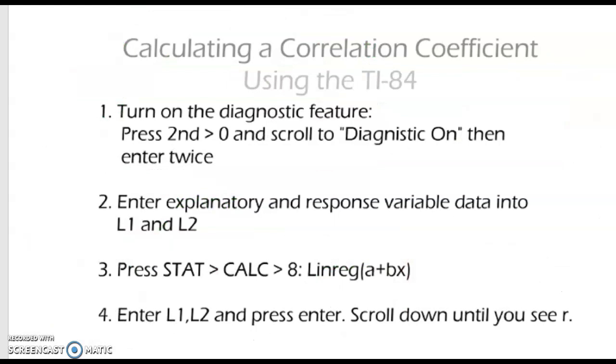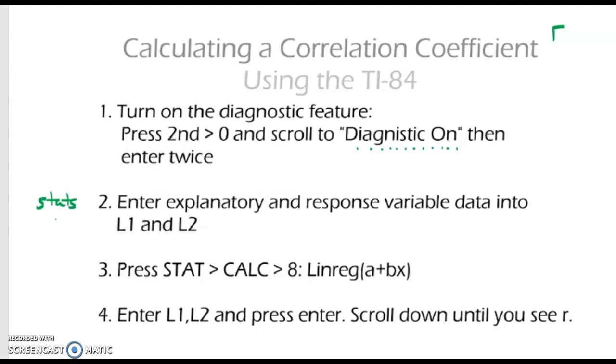And on the calculator, you can calculate the correlation coefficient, which of course is going to be the R. Okay, using a TI-84, you can follow the directions. They're going to say make sure your diagnostic is on. So if you hit second and then 0 and scroll, turn this thing on, then enter twice. Enter the explanatory and response variables in L1 and L2. So this means you're going back to stats and then edit.